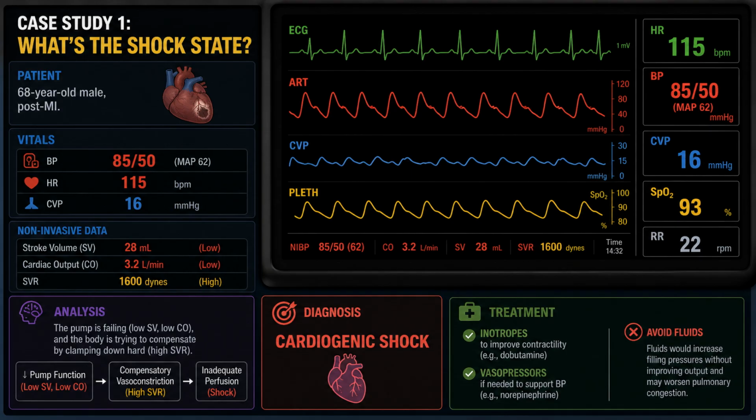Let's look at a case. A 68-year-old post-MI. He's hypotensive with a MAP of 62. His non-invasive data shows a very low stroke volume and a low cardiac output. In response, his SVR is very high at 1600. What's the story? The pump is failing and the body is clamping down to compensate. This is a classic picture of cardiogenic shock. The treatment here would be inotropes, not fluids.